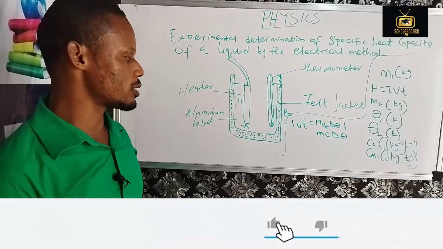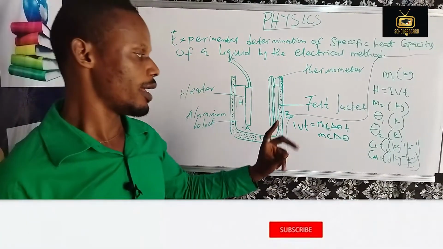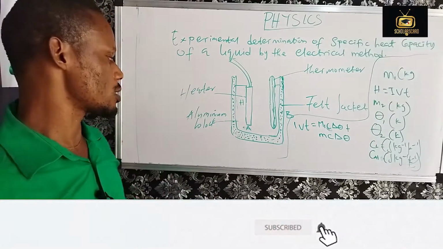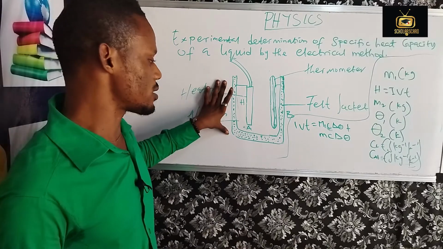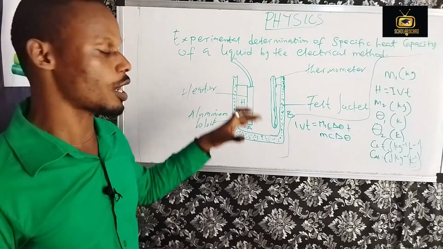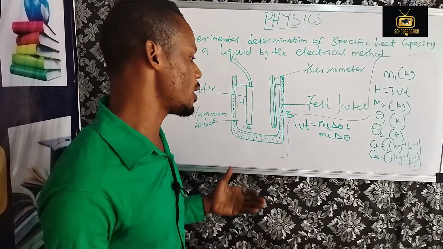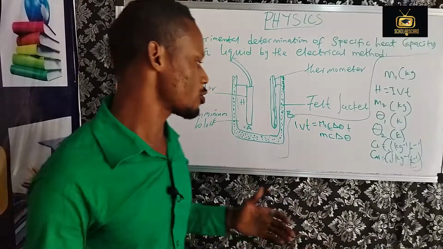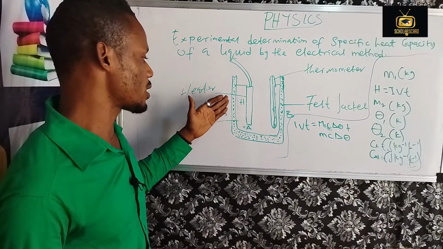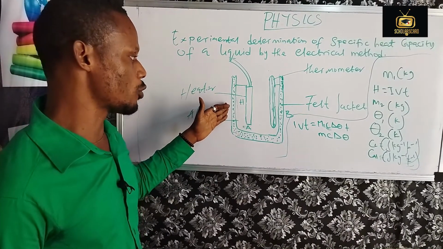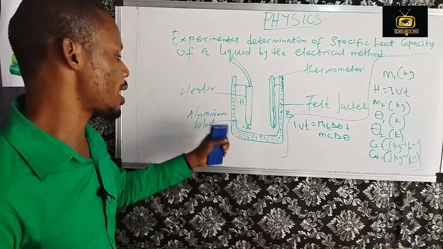Are you getting it now? This is the electrical method of measuring specific capacity of a liquid. Now note this. Sometimes they will ask you to neglect the heat capacity of the bowl because you can use a rubber bowl. For instance, if you are using a plastic bowl, you might be asked to neglect the specific capacity of the bowl. If you are doing that, you are also going to neglect the mass of the bowl. So you are only measuring the mass of the liquid.